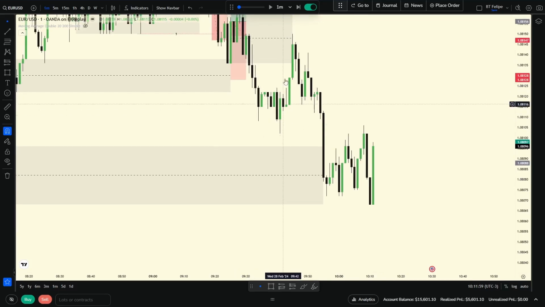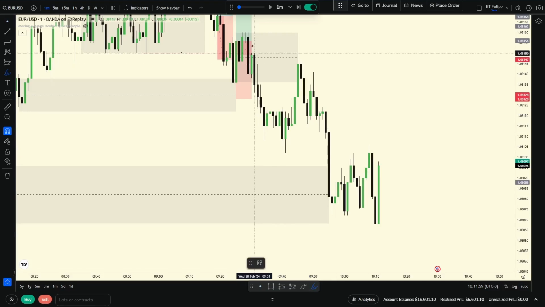So price was like this. Manipulation, then come down. So it was here to here. And it broke this. This was my inducement point. We need to break this.